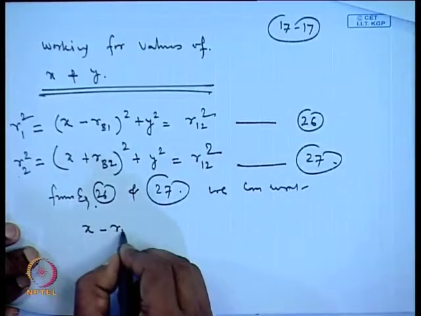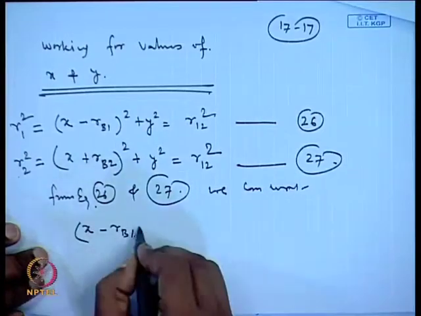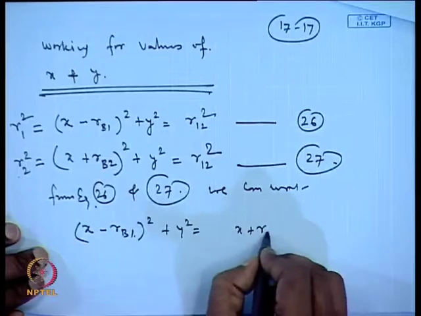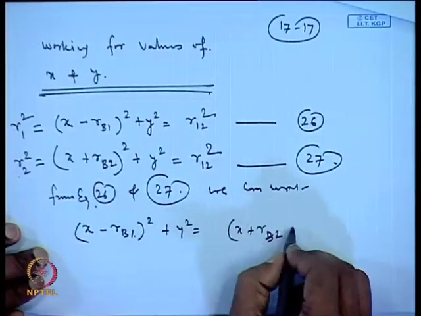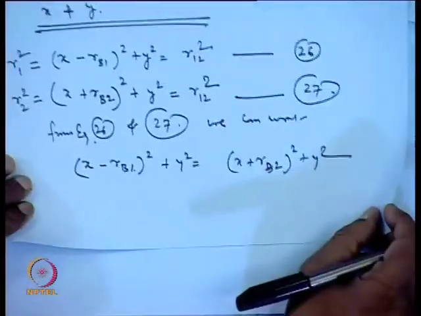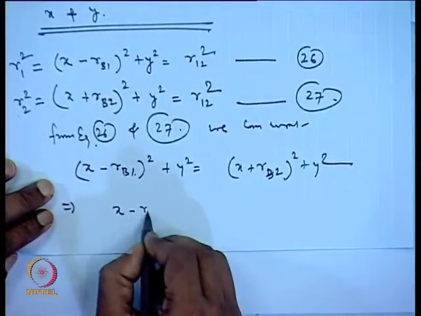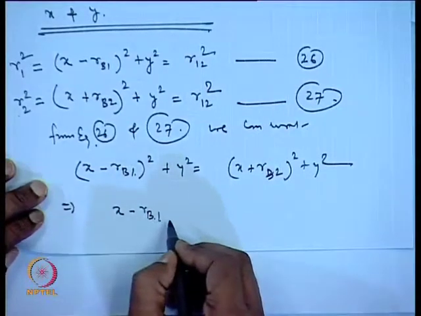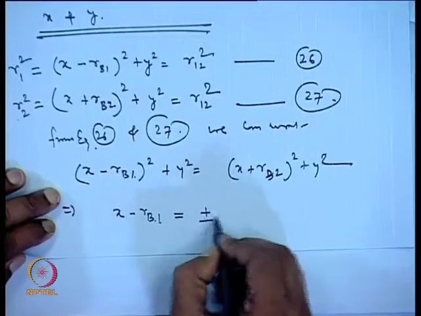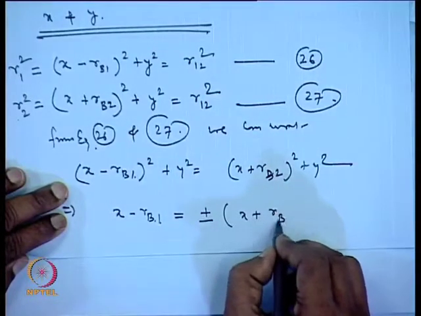(x minus R_b1) squared plus y squared equals (x plus R_b2) squared plus y squared. Okay. So, this implies x minus R_b1 is equal to plus minus (x plus R_b2).